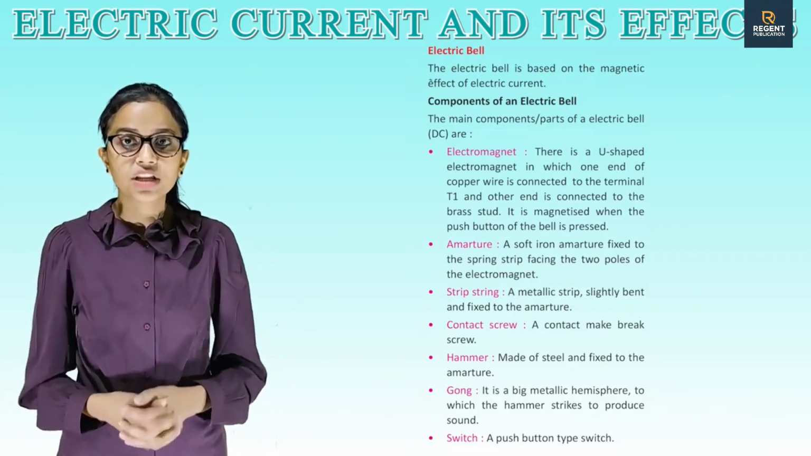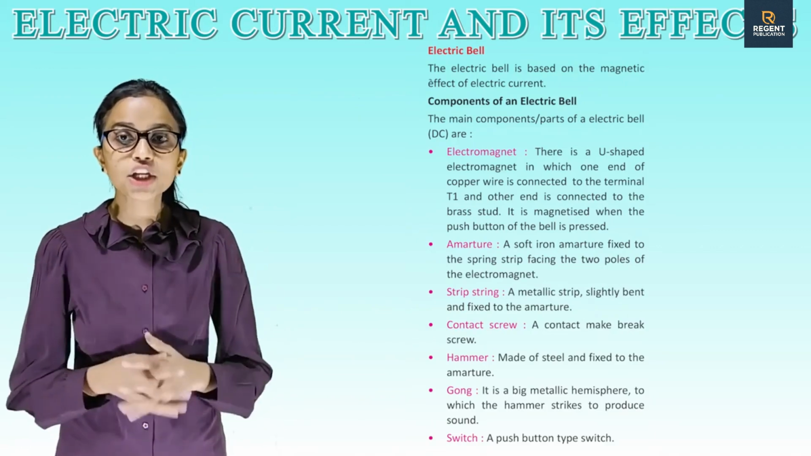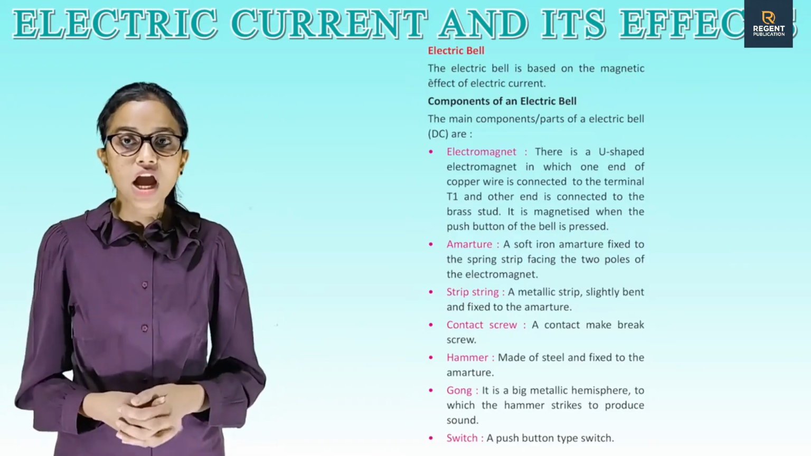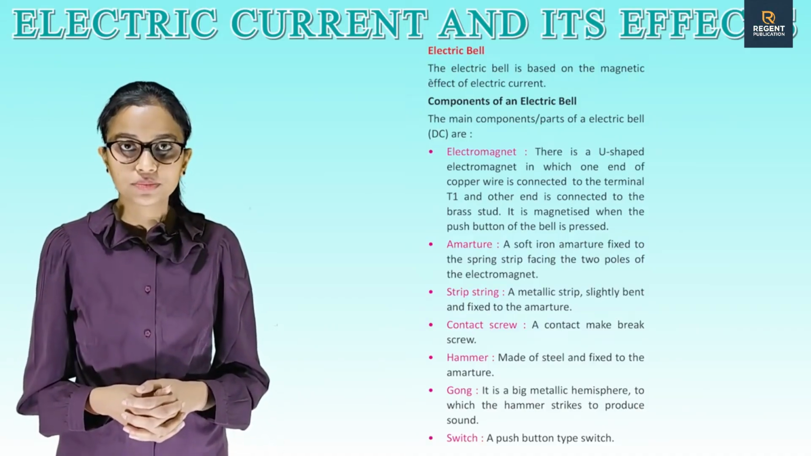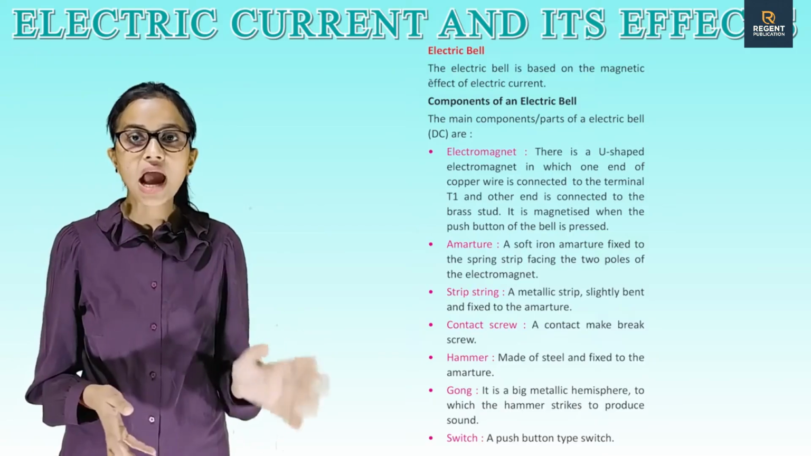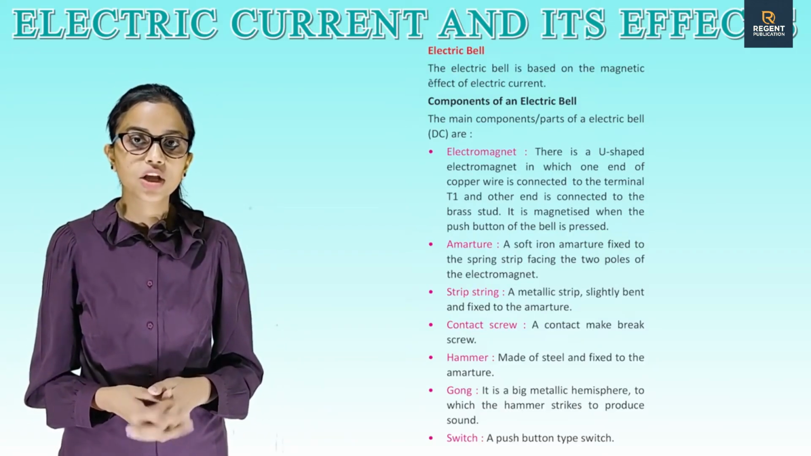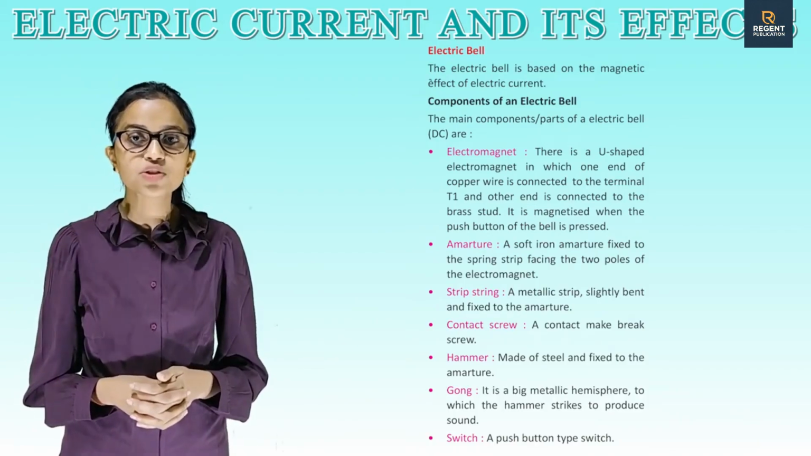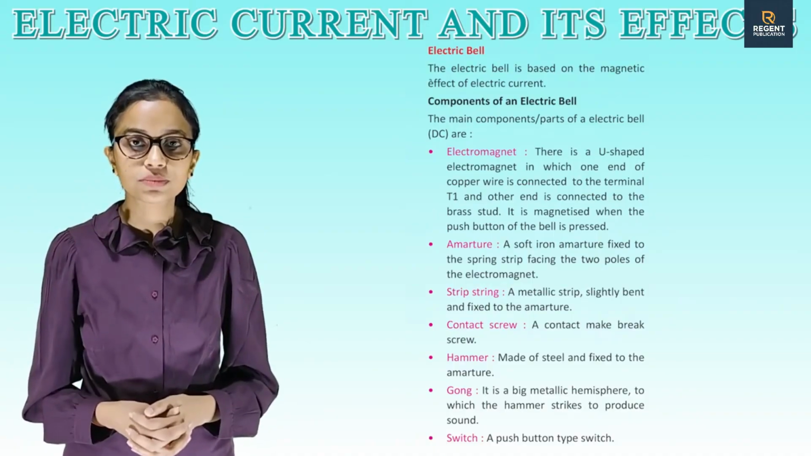Armature. A soft iron armature fixed to the spring strip facing the two poles of the electromagnet. Strip spring, a metallic strip slightly bent and fixed to the armature. Contact screw, a contact make-break screw. Hammer, made of steel and fixed to the armature. Gong, it is a big metallic hemisphere which the hammer strikes to produce sound. Switch, a push button type switch.